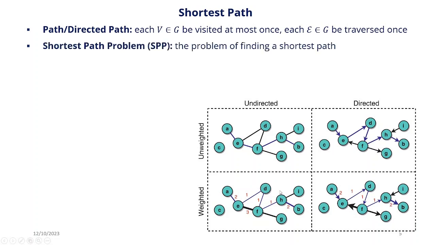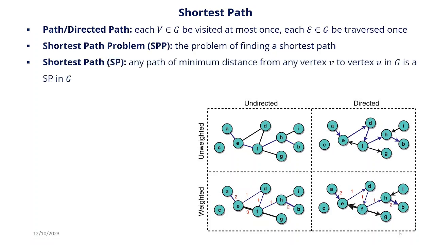The shortest path problem is the problem of finding the shortest path. So the shortest path is any path of minimum distance from any vertex V to any other vertex U in the graph. We have been considering similar problems in the previous class when we were solving for the minimum spanning tree, that is akin to a shortest path problem. The shortest distance is the weight of the shortest path.